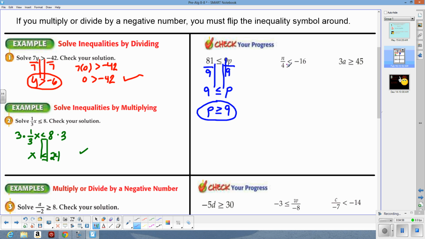In the next example, instead of dividing by 4, we're going to multiply by 4. This 4 and this 4, those 4's are going to end up canceling out and becoming just n. And since I multiplied by a positive 4, I'm going to keep the symbol the same. And then 16 times 4 is 64. And since it's negative 16 times 4, it's going to be negative 64. So the solution is all the numbers n that are less than negative 64.